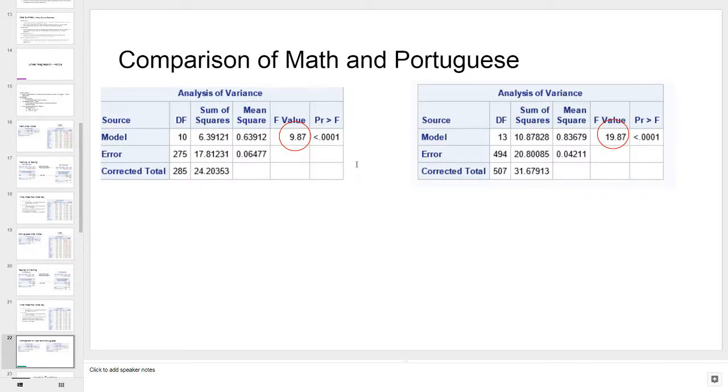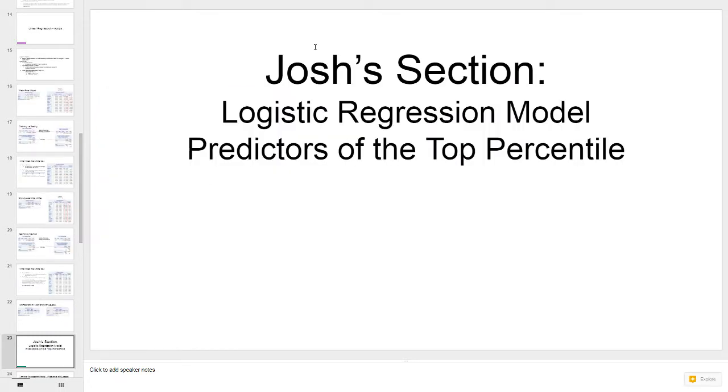All right, and now passing it on to, sorry, I had the slide here. Yeah, as you can see the comparison, and now passing it on to Josh.